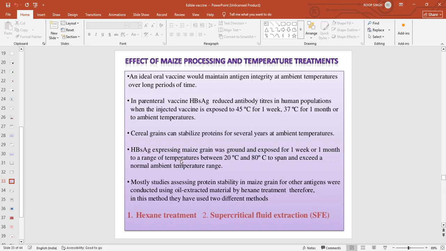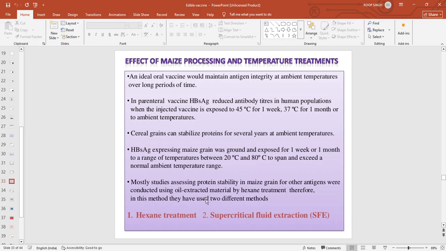In the HBsAg experiment, maize grain was ground and exposed for 1 week or 1 month to a range of temperatures between 20 and 80 degrees Celsius, to span and exceed normal ambient temperature. So they took the recombinant maize grain, which expresses hepatitis B surface antigen, and treated it at different temperatures from 20 to 80 degrees Celsius.